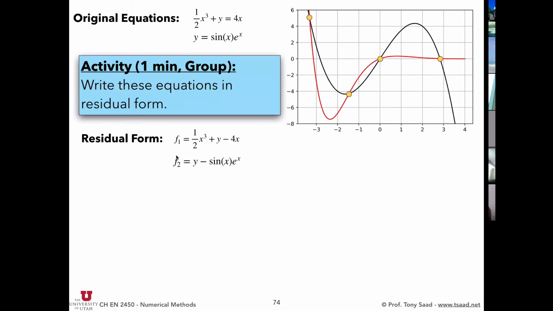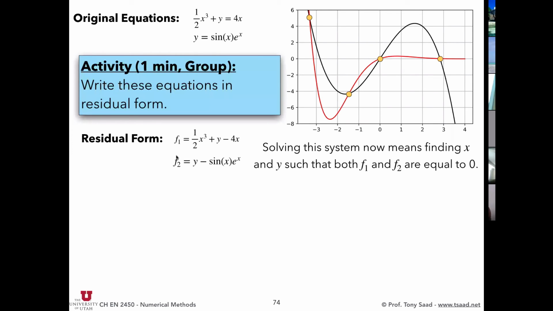Now solving this system means finding x and y such that both f1 and f2 are equal to 0 at the same time. In the previous interpretation, we had to find x and y such that equation 1 and equation 2 are equal to each other. Whereas over here, they're both equal to 0, and that simplifies our analysis significantly.